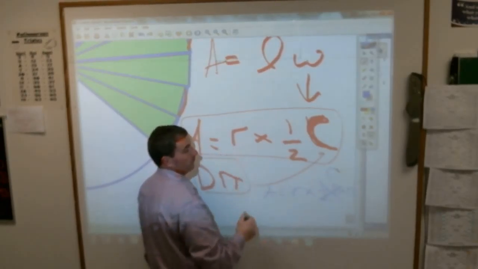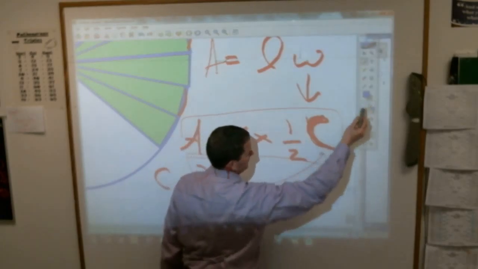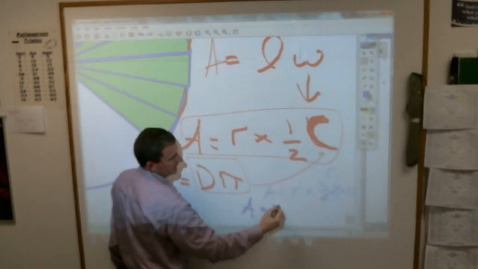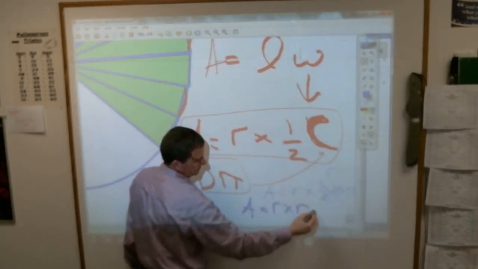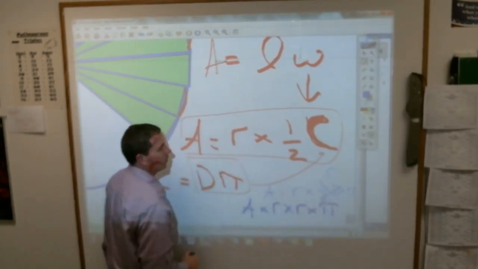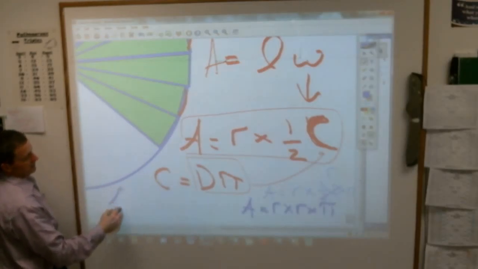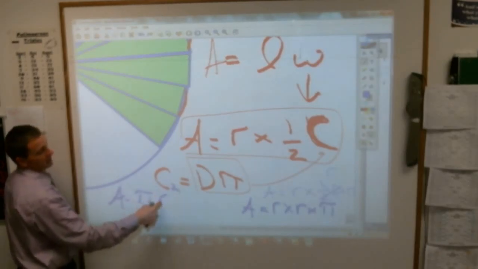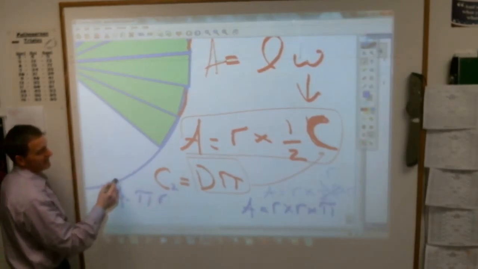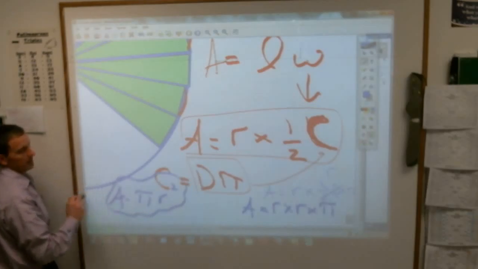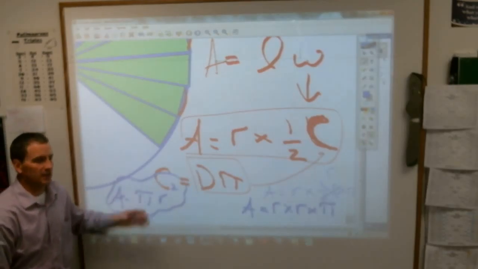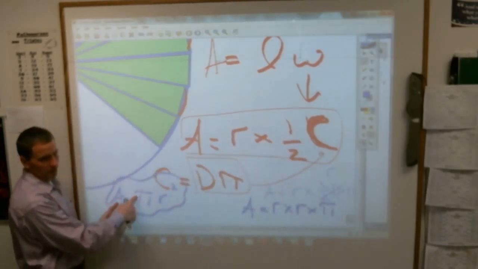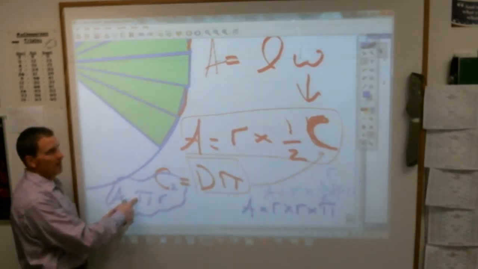So my formula for the area of a circle is area equals radius times pi. Or usually people say it like this: area equals pi r squared. Pi times radius squared. That's the formula for the area of a circle, and that's what you need to remember. None of this stuff that I did up here really matters. You just need to write this down for the formula for the area of a circle. But that's how they did it.